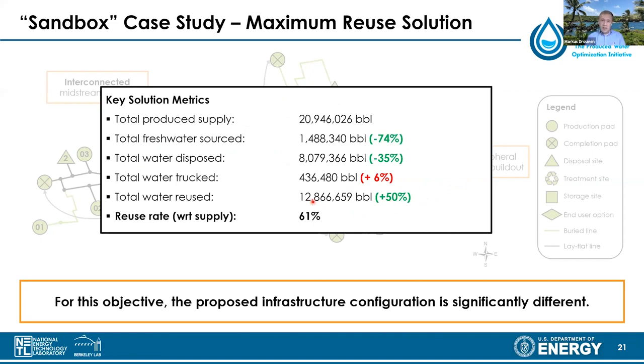And so again, we can tally up key metrics. We can quantify scenario by scenario, side by side. Well, how much fresh water am I sourcing now? How does that compare to my cost solution? Am I disposing more water? What is happening on the trucking side of things? So it's really a very, I think, elegant way of quantifying different options that companies might be thinking about.